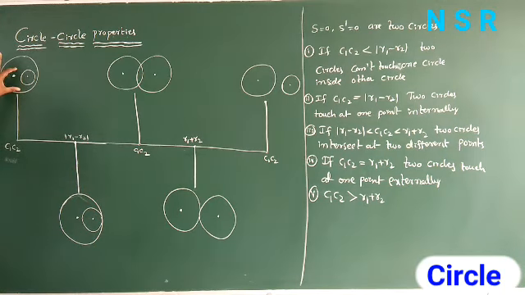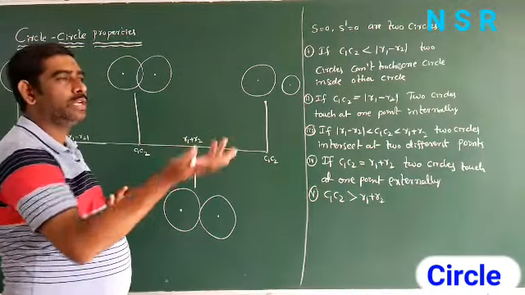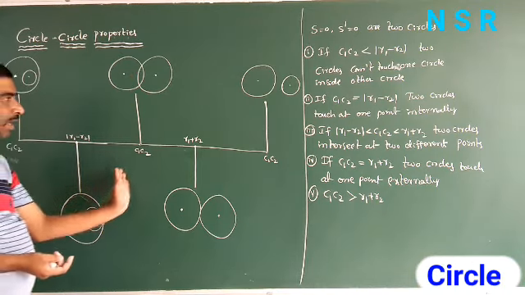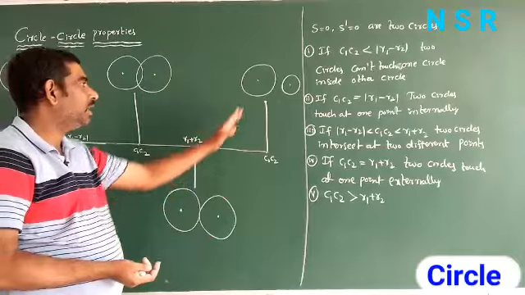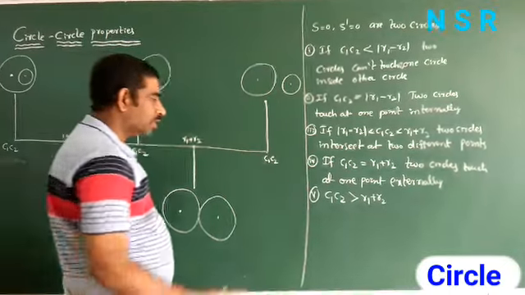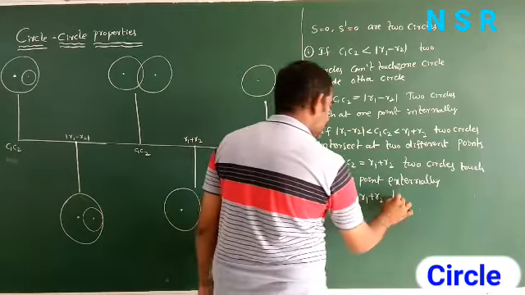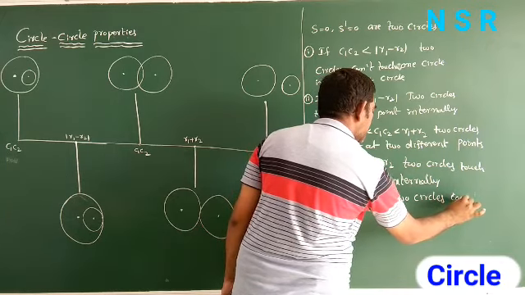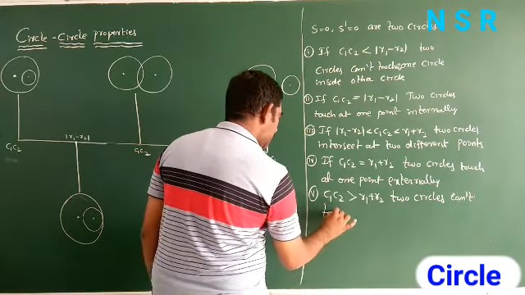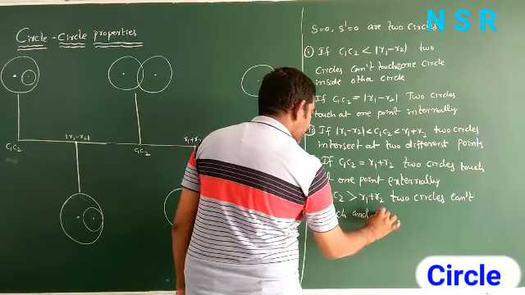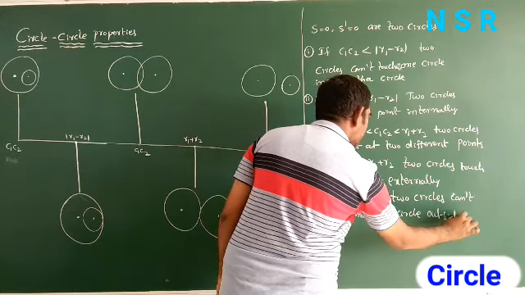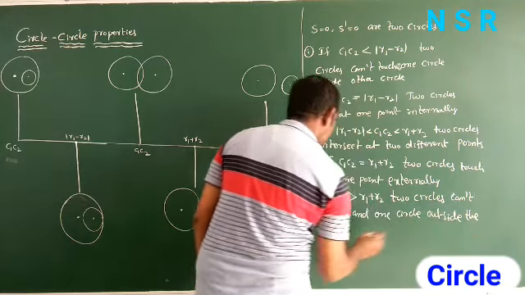In the first property, one circle is inside the other; in the last, one circle is outside. First it is inside, next touch at one point, next intersect at two points, next touch at one point externally, next the circle going outside. So C1C2 is greater than R1 + R2, two circles cannot touch and one circle is outside the other circle.